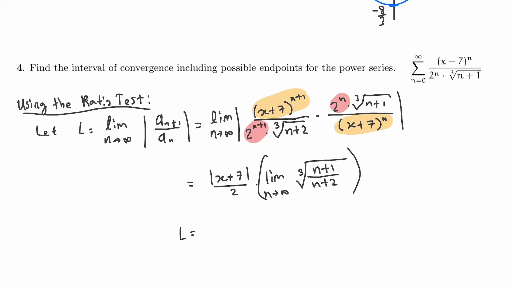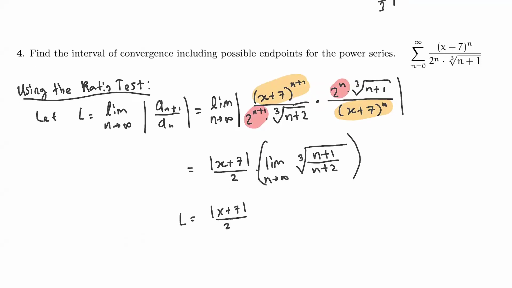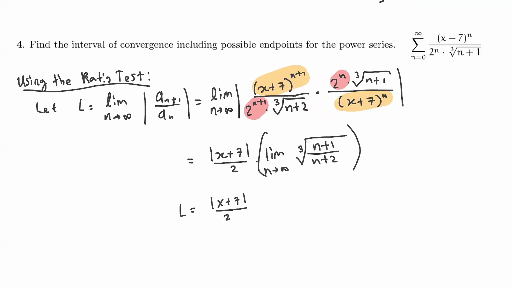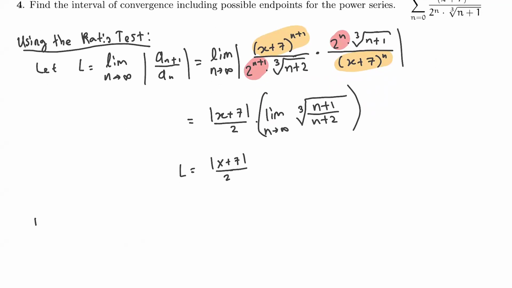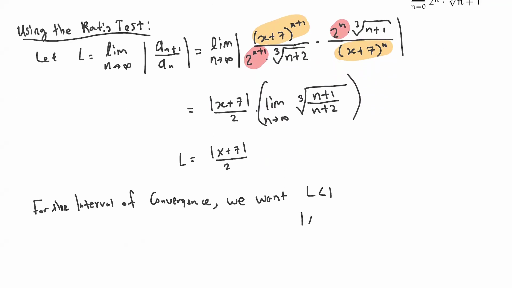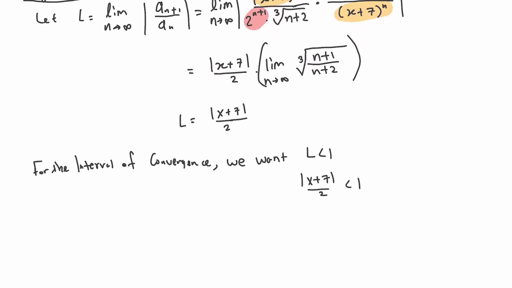So we end up with this. We get L to be the absolute value of (x plus 7) over 2. And by the ratio test, we want this to be less than 1 for the interval of convergence. This is what the ratio test tells us, that the series will converge as long as that limit is less than 1. So we have the absolute value of (x plus 7) over 2 less than 1, and so we end up with this. We get the absolute value of x plus 7 is going to be less than 2.